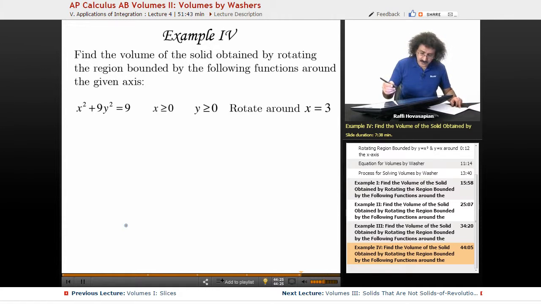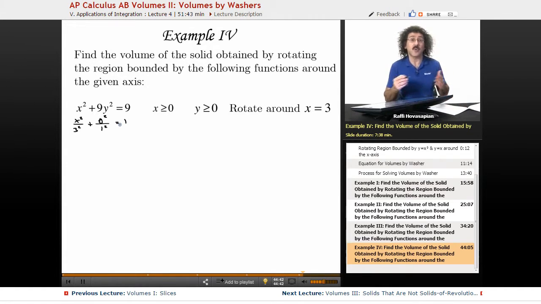Okay, so let's go ahead and turn this into an equation that we actually recognize. So this is going to be x squared over 3 squared plus y squared over 1 squared equals 1. So this is the equation of an ellipse. And we're going to take the x greater than or equal to 0 and the y greater than or equal to 0.